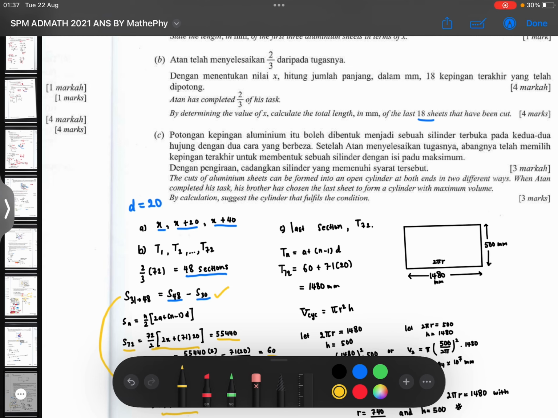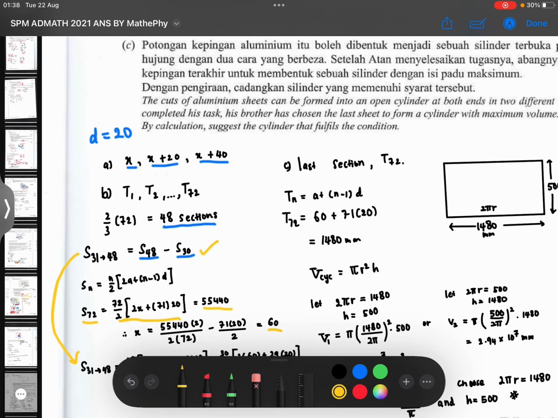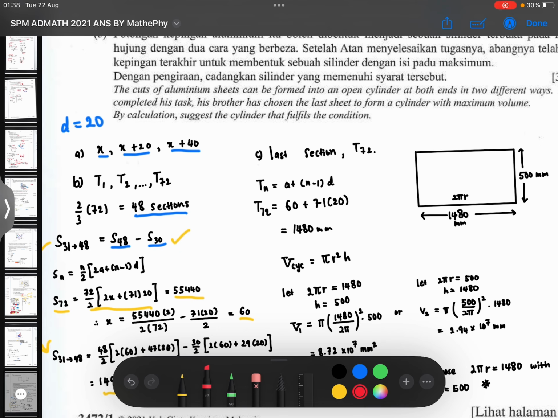So actually Atan wants to form an open cylinder at both ends in 2 different ways. So when Atan completed his task, which means until the 72nd section, his brother has chosen the last sheet, which is the 72nd section, right? Because it is the last sheet. So by calculation, suggest the cylinder that fulfills the condition. So the keyword here is the maximum volume.